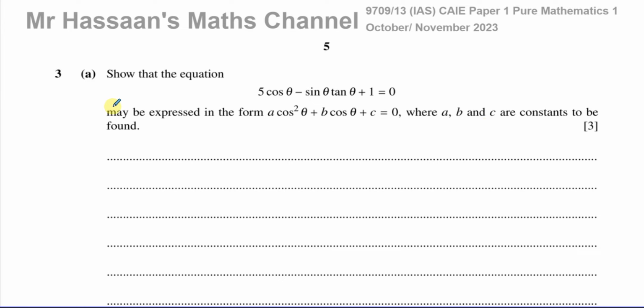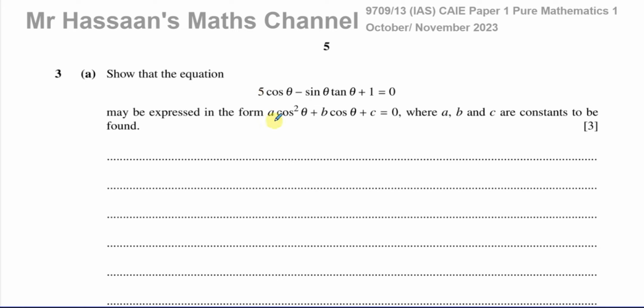This question here is about trig identities and equations. So 3 part A, it says show that the equation 5 cosine theta minus sine theta times tan theta plus 1 equals 0 may be expressed in the form a cosine squared theta plus b cosine theta plus c equals 0, where a, b, and c are constants to be found.